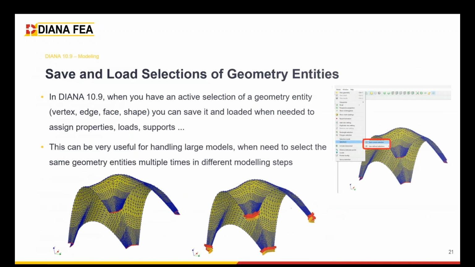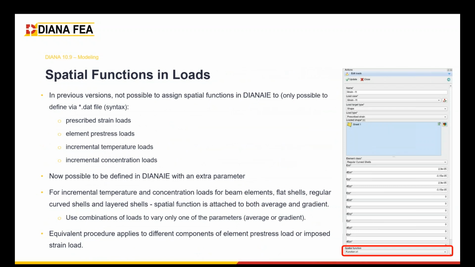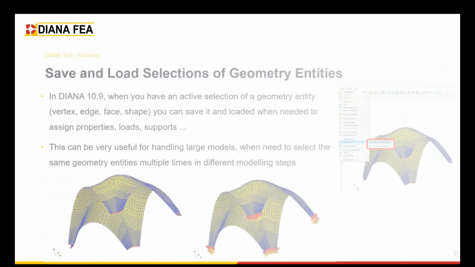Here I wanted to say that, for example, for beam elements and shell elements, you will have parameters for both average and gradient values, and this spatial function will be attached to both of them, the average and the gradients. If you only want to attach it to one of them, only to the average or only to the gradient, you can make use of combinations of loads and combine as you want, with a spatial function only on the average or different spatial functions on the average and gradient. Thank you. So now the next.